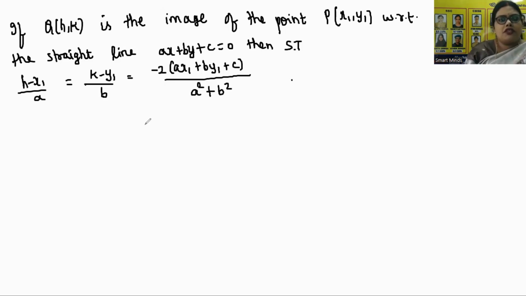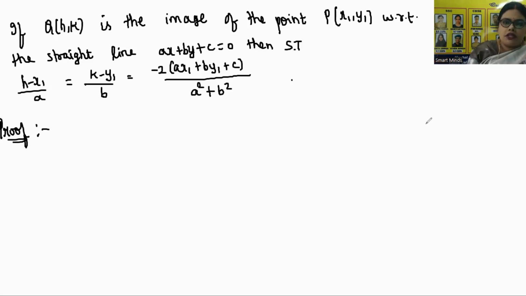So this is the image theorem. If Q(h, k) is the image of the point P(x1, y1) with respect to the straight line ax + by + c = 0, then (h - x1)/a = (k - y1)/b = -2(ax1 + by1 + c)/(a² + b²). Now let's start the proof.